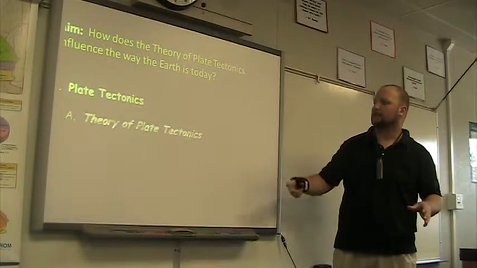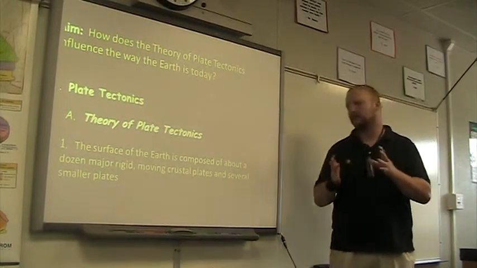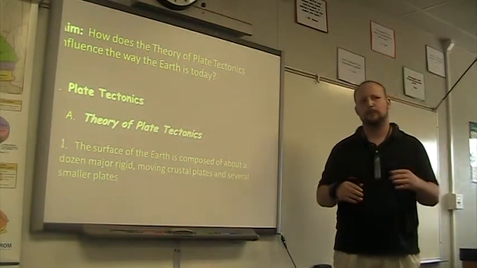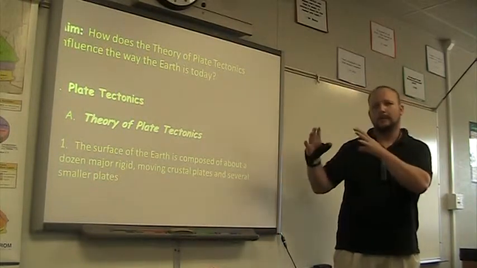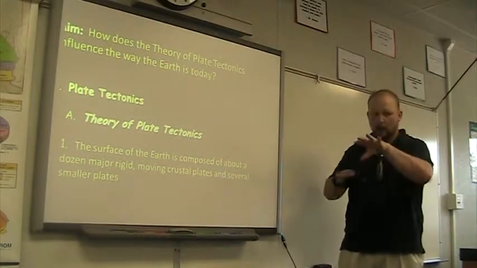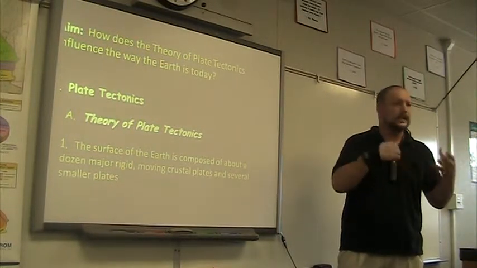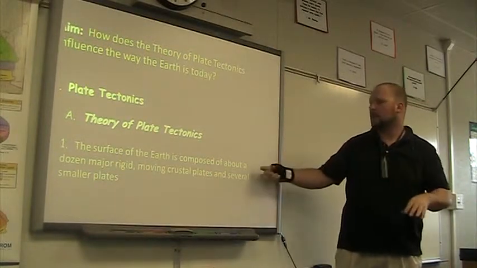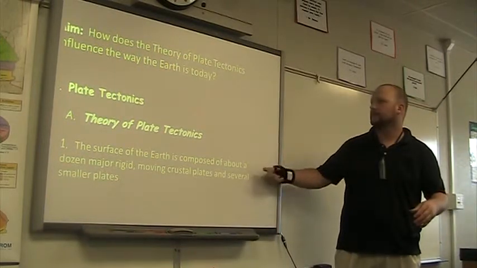So, plate tectonics and the theory of plate tectonics. The surface of the Earth is composed of about a dozen major rigid moving crustal plates and several smaller plates. You have the really big plates like the North American plate or the Atlantic plate, and then you've got small ones like the Juan de Fuca plate and stuff like that. And all these interactions, each one of them is different. Each interaction is different, and they keep moving around and crashing into each other, and their movements change how the Earth is and how it forms.